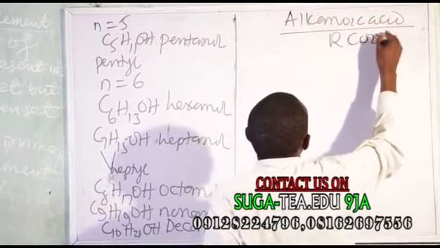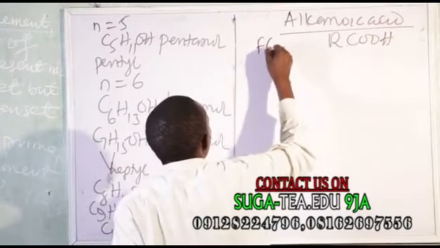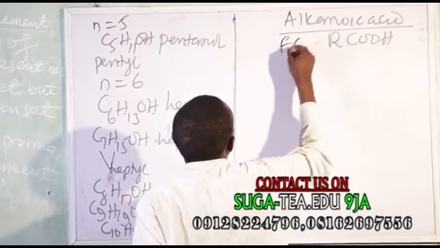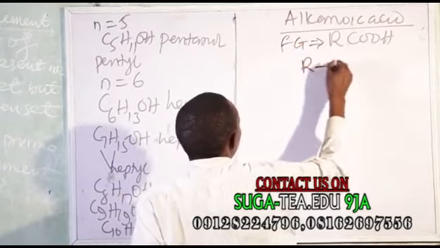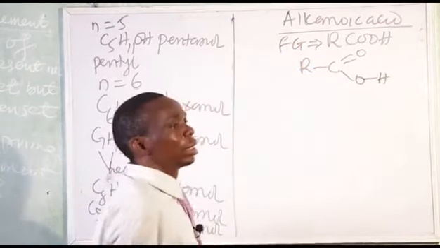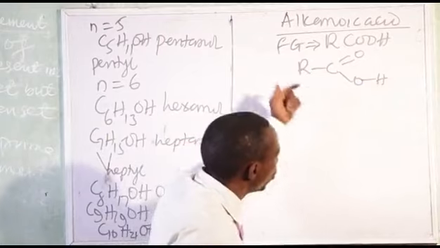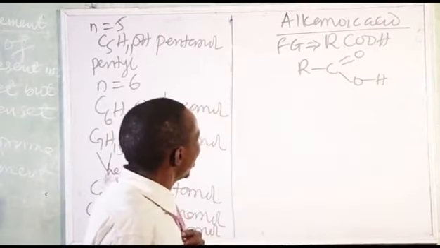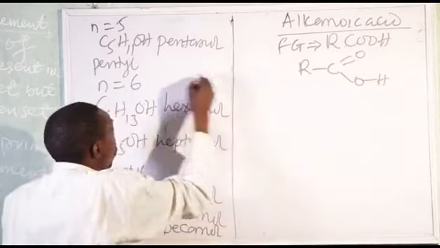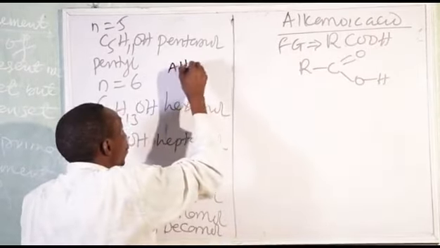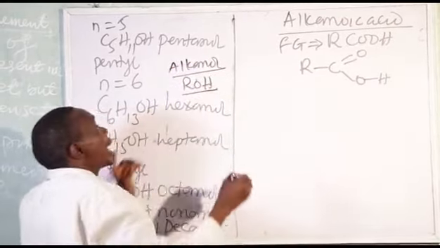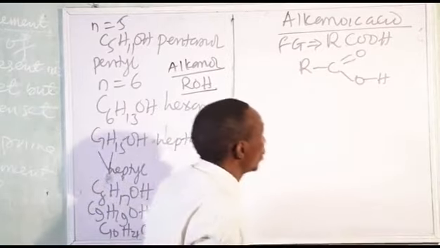RCOOH. This is their general formula. This is their functional group. So by reading, this is the way we write them. Double bond to O, single bond to OH. Don't forget. You may ask, these chemists, they are confusing. They are not confusing. Alkanol is ROH, but alkanoic is RCOOH.